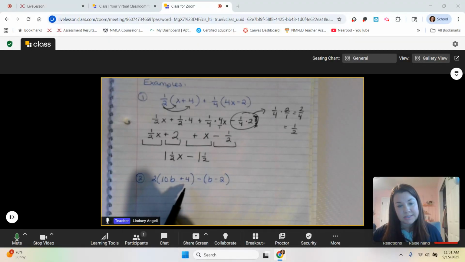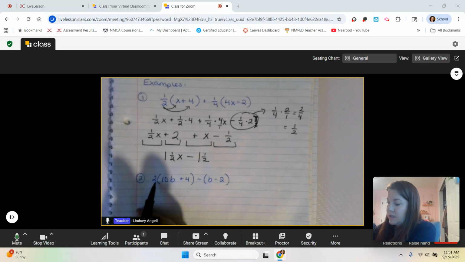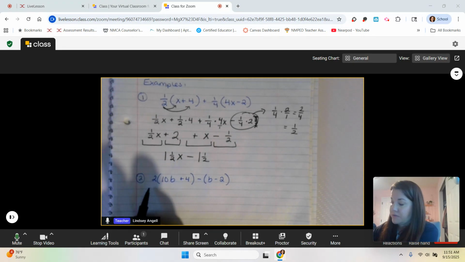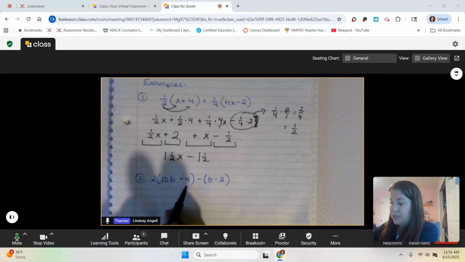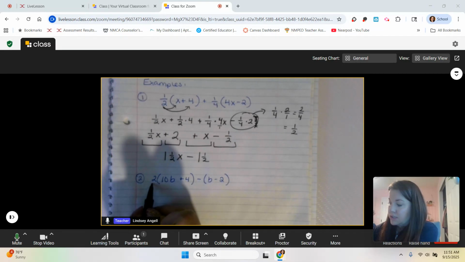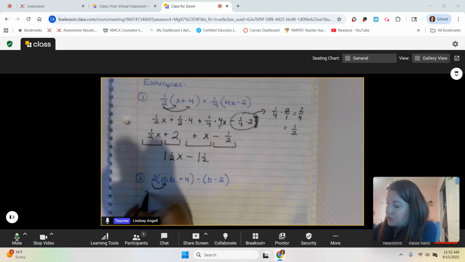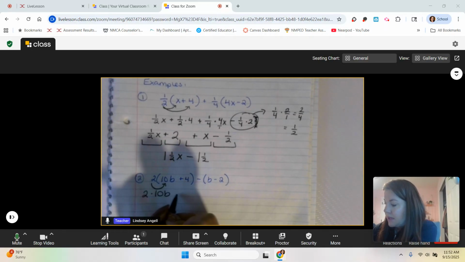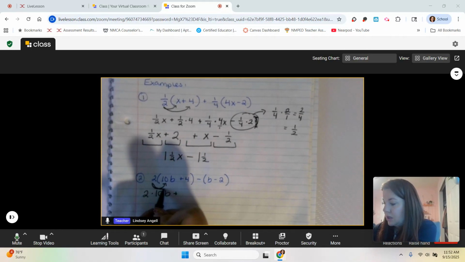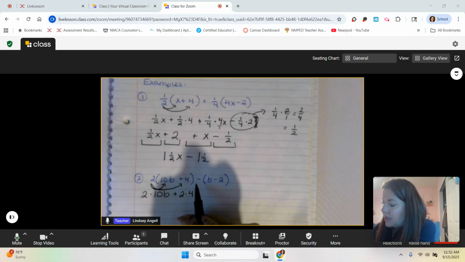Okay, on this next one, this is an example of subtraction. So the first thing that I notice is I've got a 2 out here in front of this set of parentheses. So I have 2 times 10b plus 4 minus b minus 2. So this 2 needs to be distributed into everything inside the parentheses. So I would have 2 times 10b plus 2 times 4. Well, then I have a subtraction symbol.